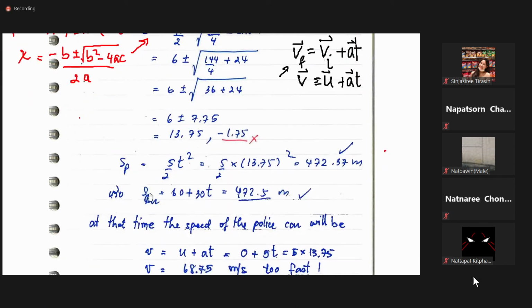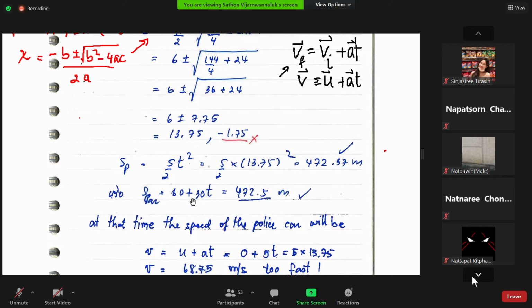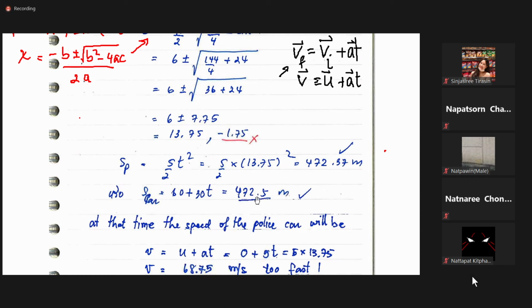Or you can see that the distance of the car is 60 plus 30t. So 30 times 13.75 and then plus another 60 gives you 472.5. The reason it's not exactly equal is because in order to do a square root and then add up, we do some rounding of the numbers. So it is not quite exact, but at least it is correct to within about half a meter.